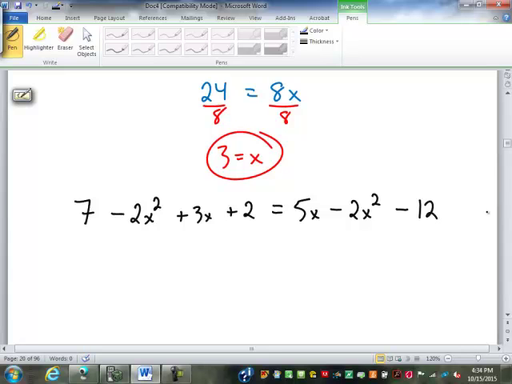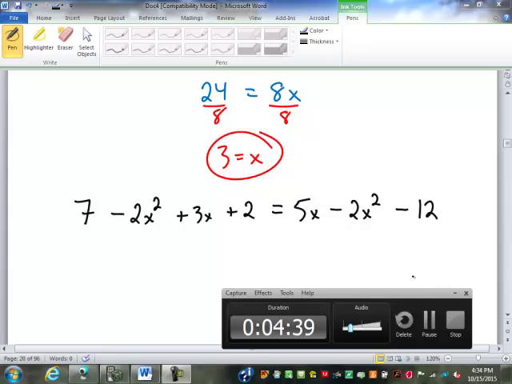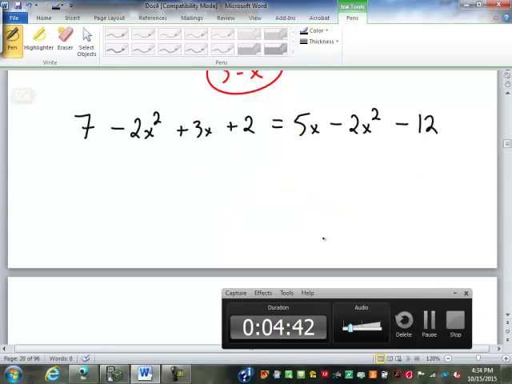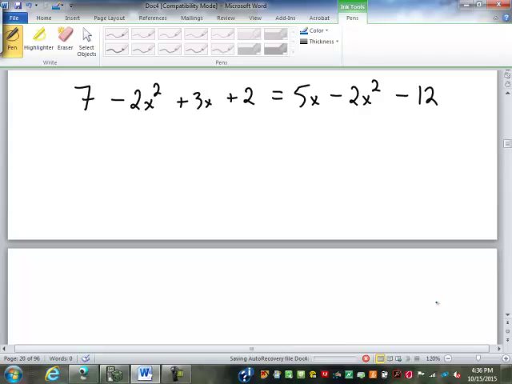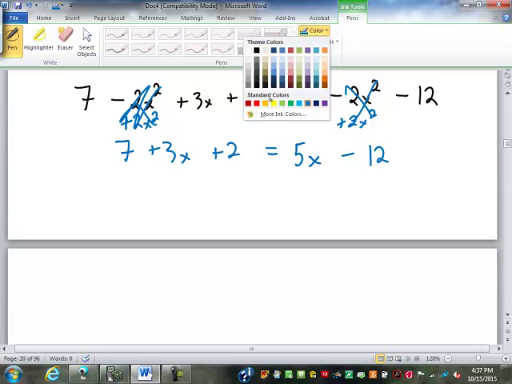Here's one for you to try in your notes. Okay, talk me through it. First step. It's a negative 2x squared, so we're going to add 2x squared. Luckily, when we do the same over here, that one's gone too. So what do we have left? 7 plus 3x plus 2. Good. Okay, and what's next?